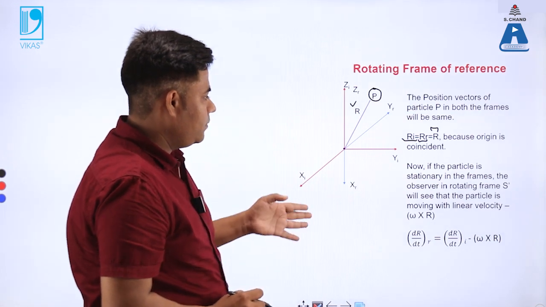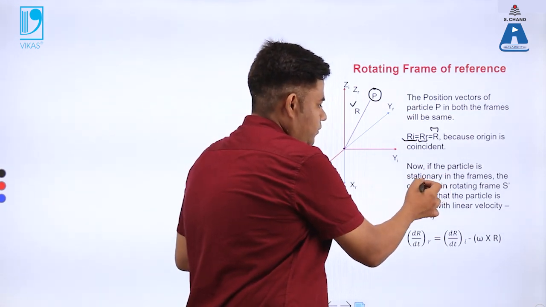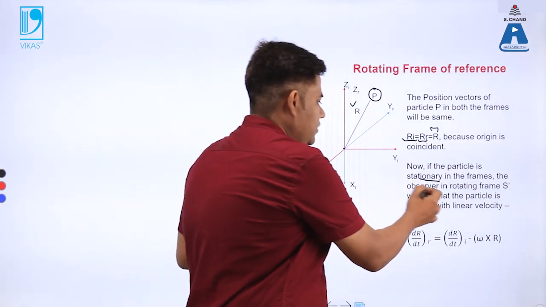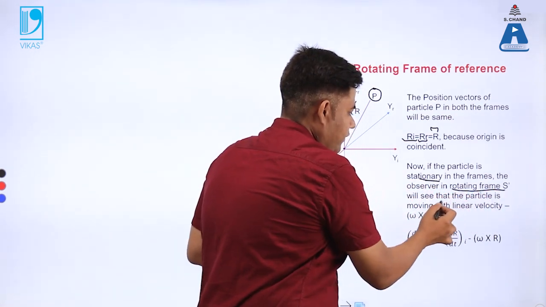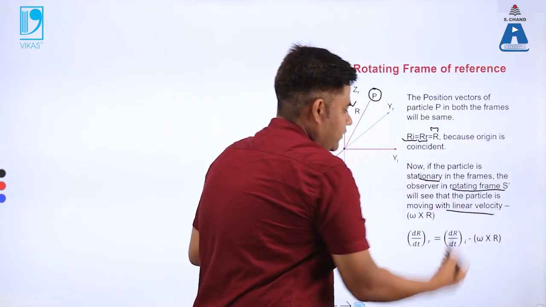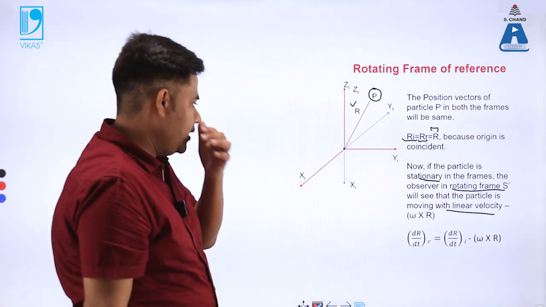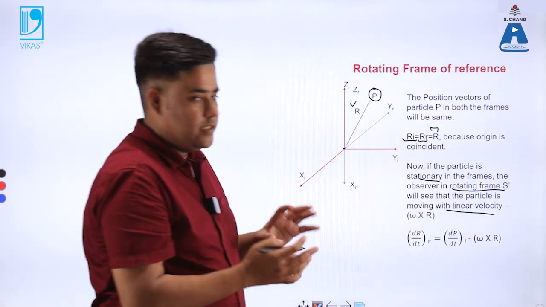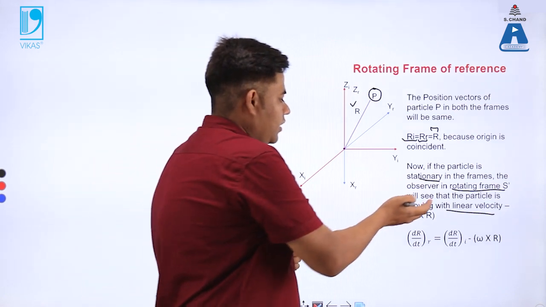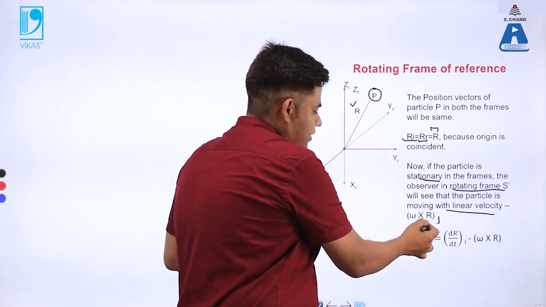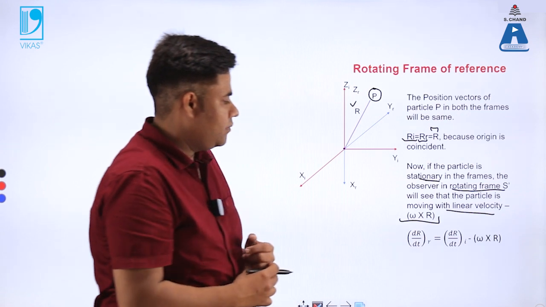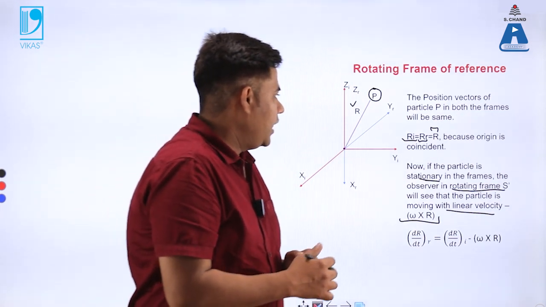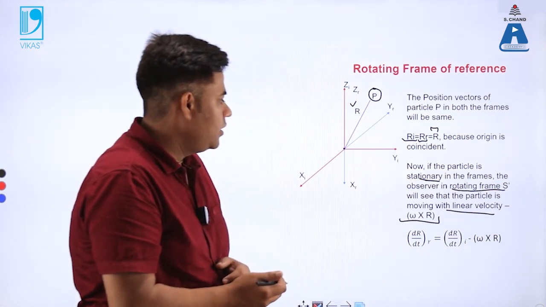Now if we assume that the particle is stationary, then the observer in the rotating frame of reference will see the particle moving with a linear velocity. So the observer in the rotating frame will see the particle moving with a velocity termed as minus omega multiplied by r, where r is the magnitude and omega is the angular velocity of the body.